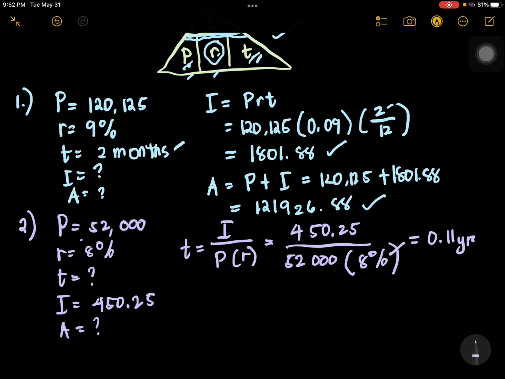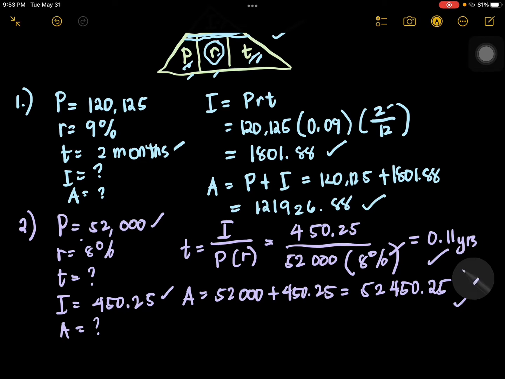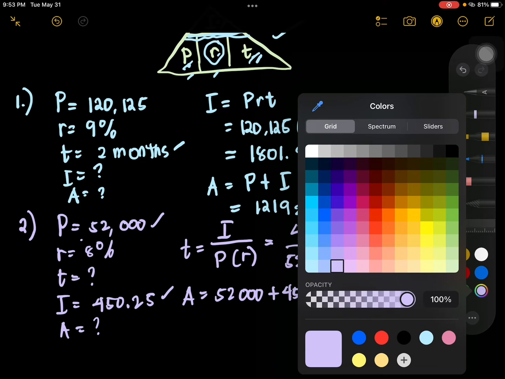0.11 years. Okay. So this is our time, and our amount, since the principal and interest is already given, so we can add it directly. So our answer here is 52450.25. So we're done with our time as well as our final amount.